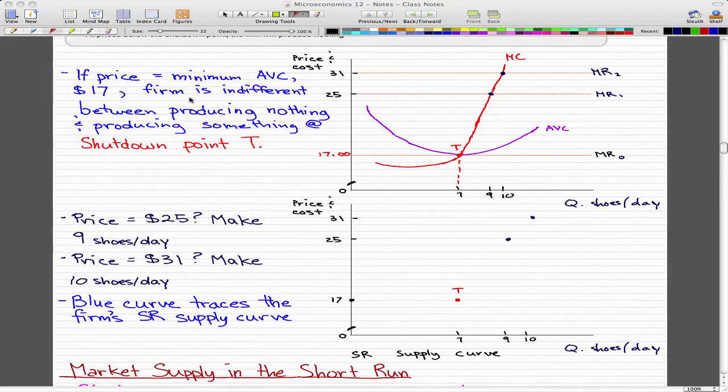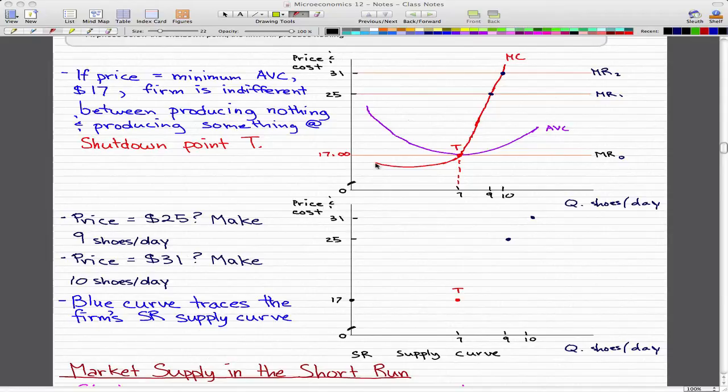So if the price is equal to the minimum average variable cost, which is $17, then the firm is pretty much indifferent between producing nothing and producing something at the shutdown point. So this is pretty much the lowest point we can go. If we can sell our shoes at $17 per pair, then that is where the marginal revenue equals the marginal cost, and that is our shutdown point. And I made that clear in the last video, just restating it again.